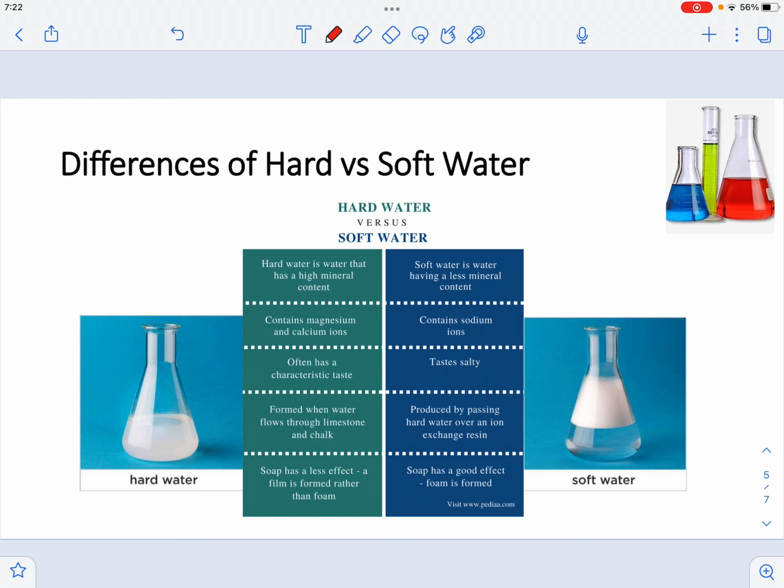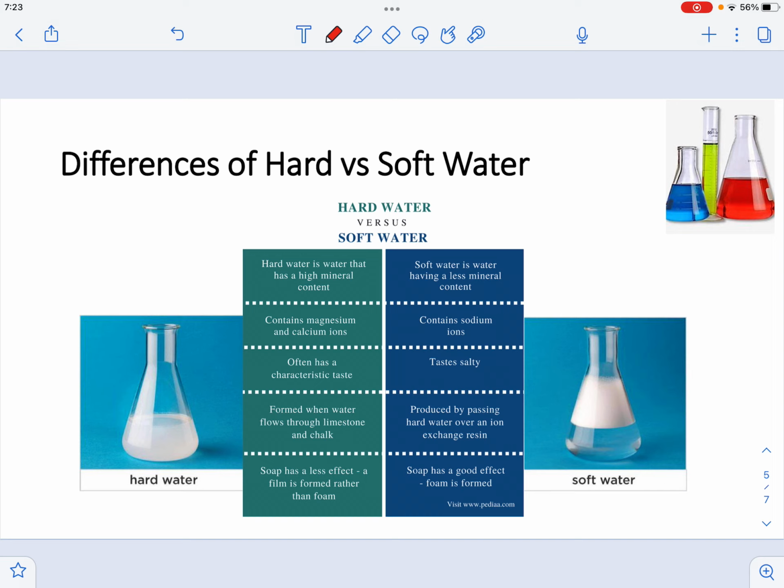On the other hand, we also have soft water. When it comes to soft water, note that in this lab, the soft water sample is going to be distilled water. So necessarily there are no specific sodium cations in it, but just assume that they are in the sample. Soft water is water that has less mineral content. Typically, it has sodium ions. And remember that sodium is one of those elements in group 1A in the periodic table. Soft water, on the other hand, tastes a little bit salty.